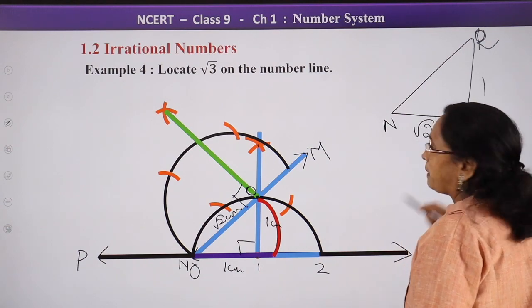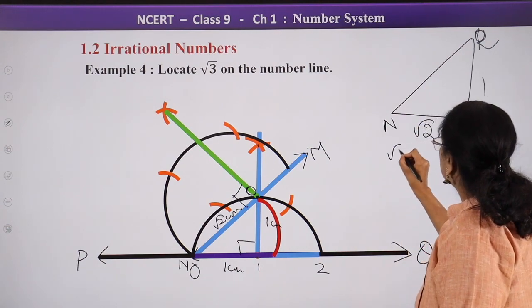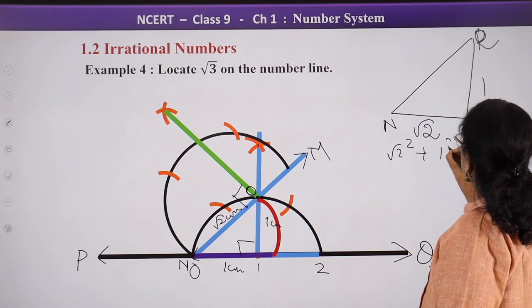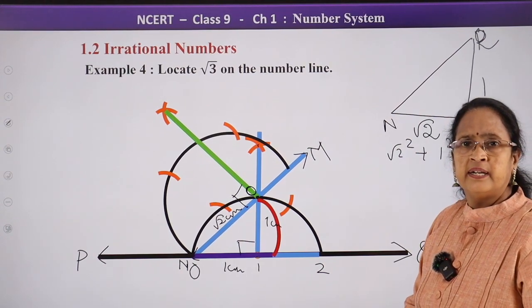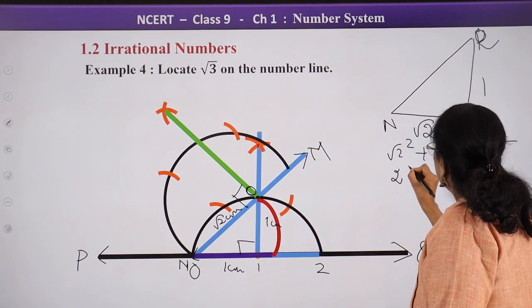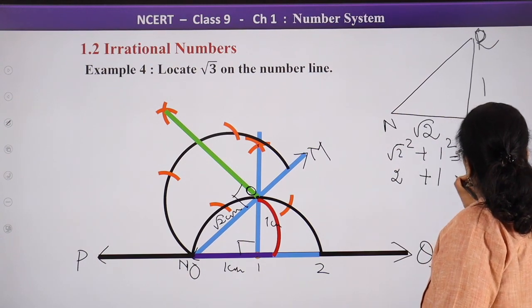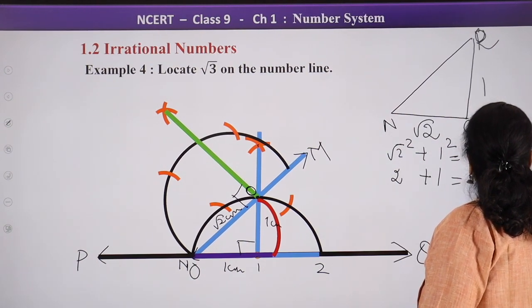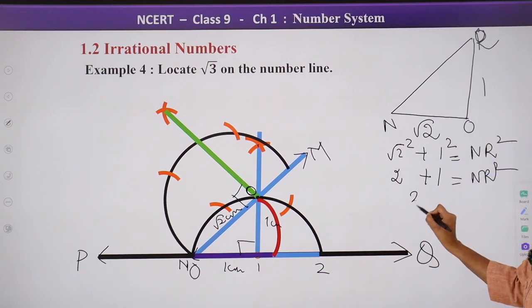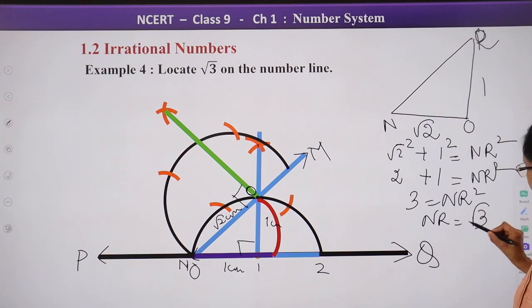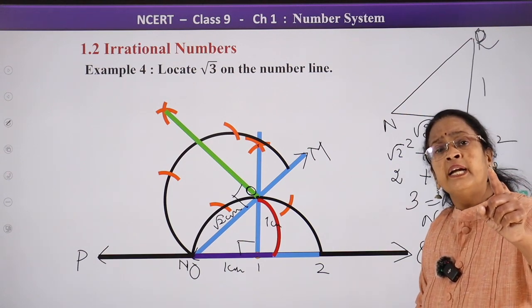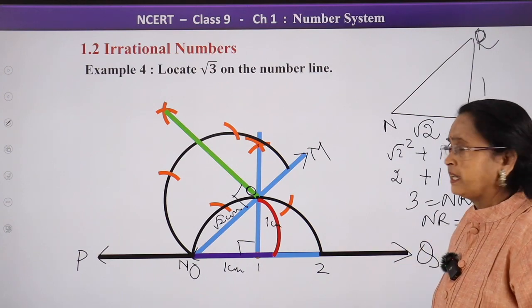Now, if I use Pythagoras theorem, root 2 square plus 1 square is NR square. Now, what is root 2 square? 2 plus 1 square, 1, that is NR square. Now, 3 is equal to NR square. NR is equal to root 3. Okay, now to get this root 3, one thing we have to do. What is that one thing?